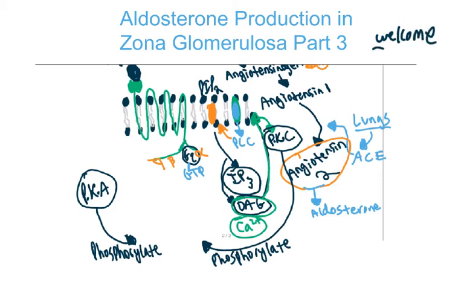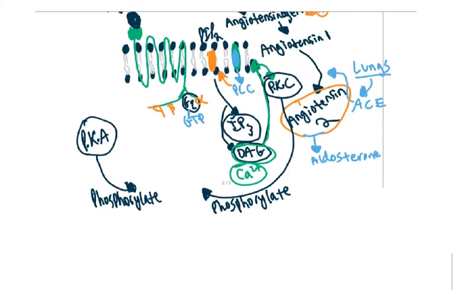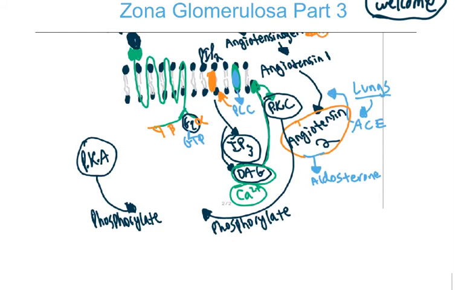Glomerulosa part 3. In the previous two parts we've talked about what happens when adrenocorticotropic hormone binds to the zona glomerulosa cell. We've talked about what happens when angiotensin II binds, and a quick overview of how angiotensin II is even formed, and what angiotensin II does when it binds to the G protein coupled receptors on the zona glomerulosa cells.